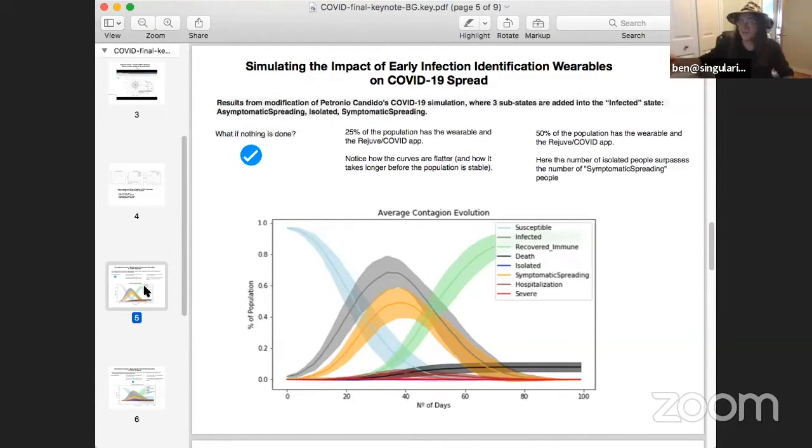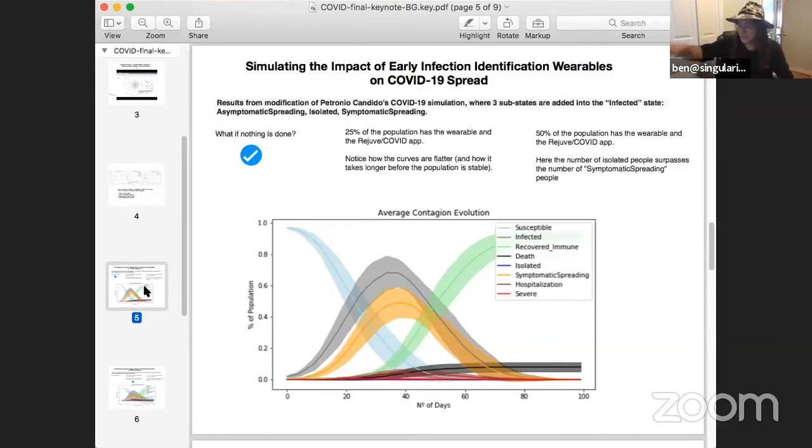And the third condition is 50% of the population has the wearable, and some Rejuve app or some other app that does anomaly detection to tell early if you may have COVID or something else wrong, so you can get tested. So the graph here shows the percent of the population that has various conditions over time.